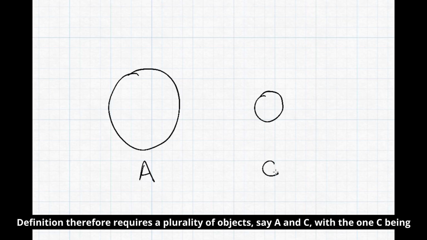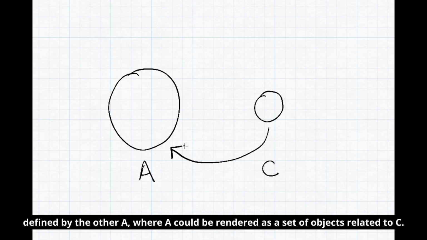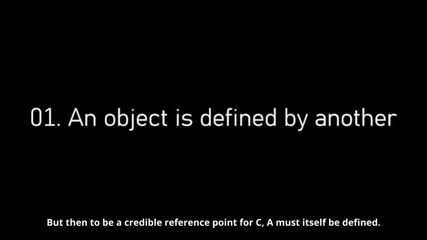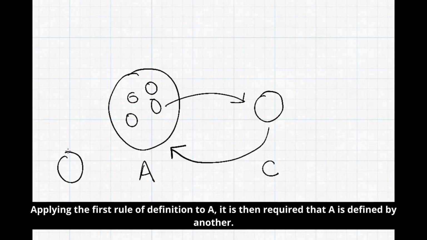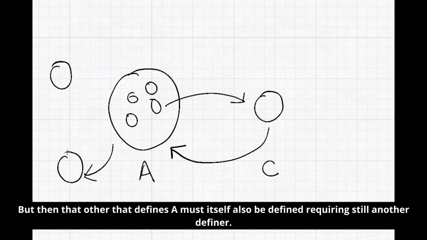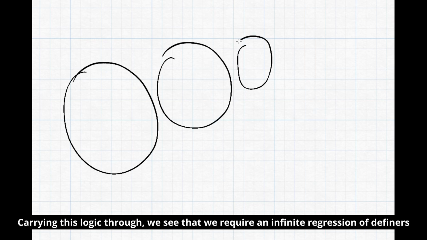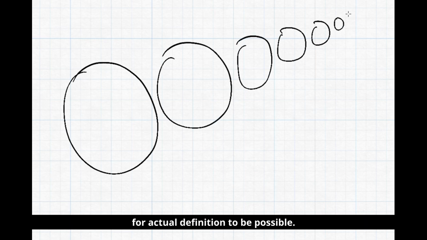Definition therefore requires a plurality of objects, say A and C, with the one C being defined by the other A, where A could be rendered as a set of objects related to C. In short, A defines C. But then, to be a credible reference point for C, A must itself be defined. Applying the first rule of definition to A, it is then required that A is defined by another. But then that other that defines A must itself also be defined, requiring still another definer. Carrying this logic through, we see that we require an infinite regression of definers for actual definition to be possible.